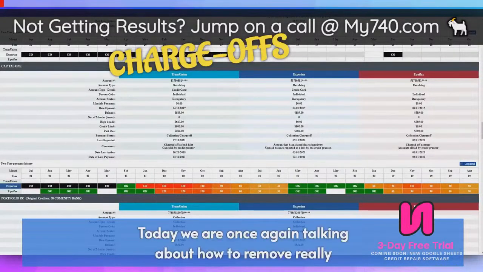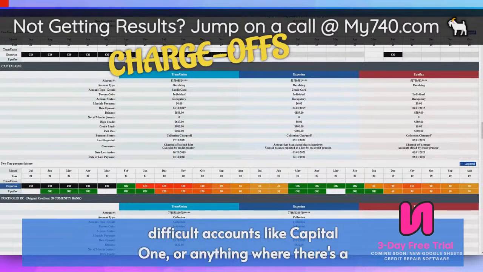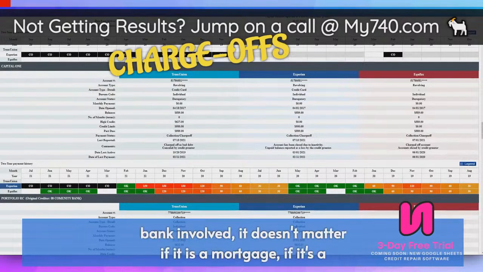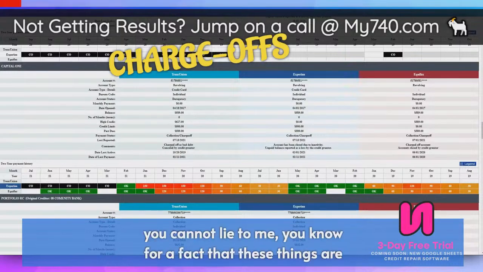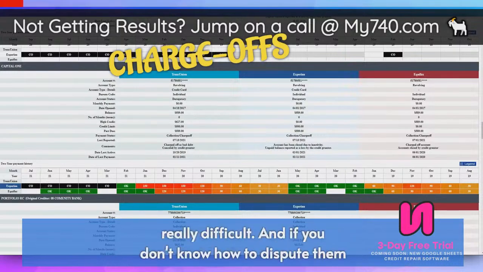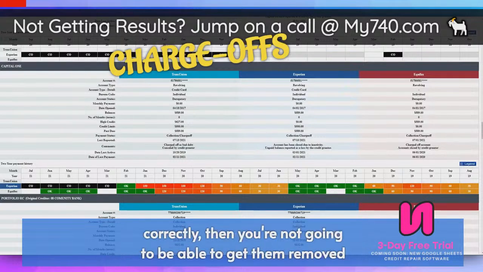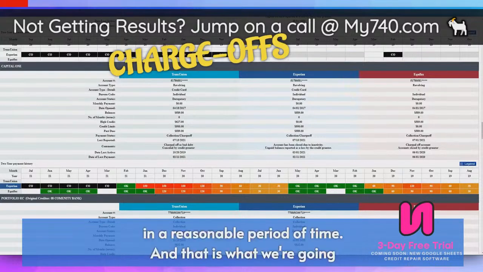Today, we are once again talking about how to remove really difficult accounts like Capital One or anything where there's a bank involved. It doesn't matter if it is a mortgage, if it's a repossession. If there's a bank involved, you know for a fact, you cannot lie to me, that these things are really difficult. And if you don't know how to dispute them correctly, then you're not going to be able to get them removed in a reasonable period of time. And that is what we're going over today.